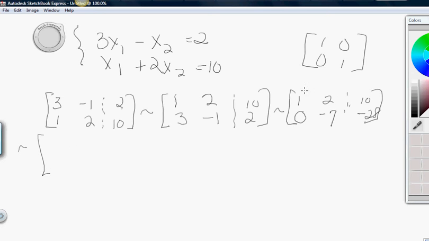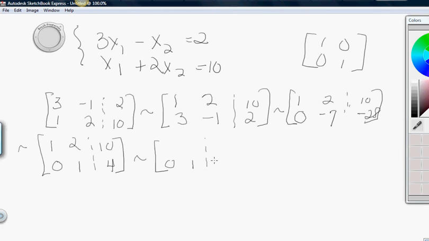The next thing I'd like to do is see if I can make this negative 7 into a 1. So that's actually a pretty easy step. Again, I'm not doing anything to the top row. I'm going to multiply the bottom row by negative 1/7. I have 1 there, and negative 1/7 times negative 28 is positive 4. So you can see I'm on my way to getting what I'm hoping for.